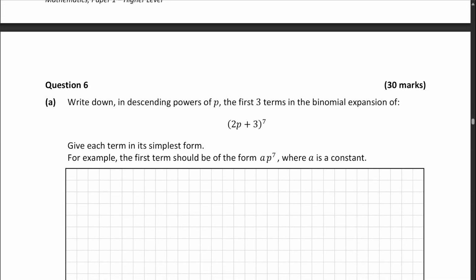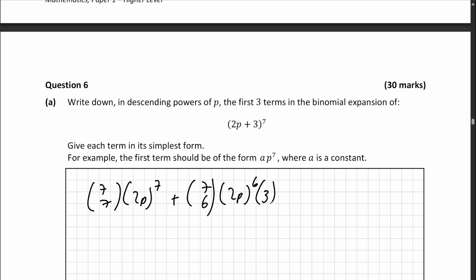Okay, question number 6. Right, write down, in descending powers of p, the first 3 terms of the binomial expansion. So we'll have 7 choose 7 times 2p to the 7, plus 7 choose 6, 2p to the 6 times 3 to the 1, plus 7 choose 5, 2p to the 5 times 3 squared.